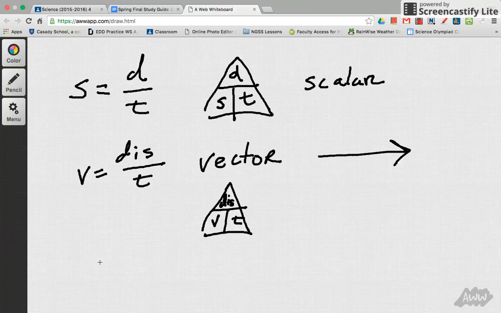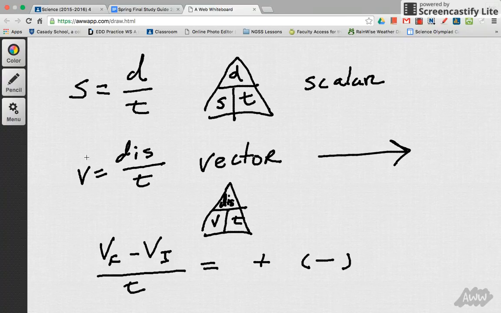Acceleration is, we have our v final, which is our final velocity, minus v initial, which is our initial velocity, divided by time. And when you solve for that one, remember, if something is speeding up, you're going to end up with a positive acceleration. And if something is slowing down, you're going to end up with a negative acceleration.